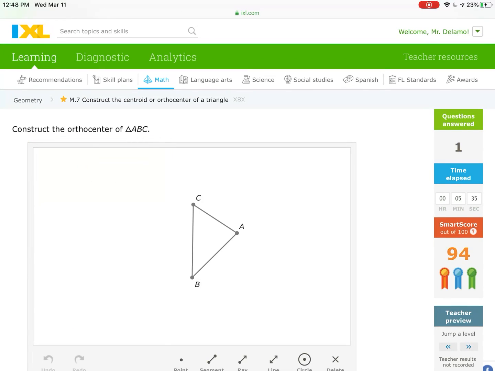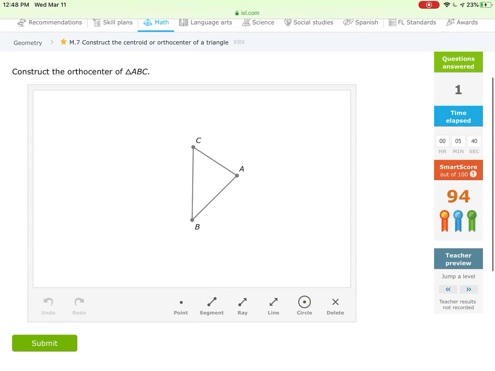Let's see what the next one is. This one is asking us to find the orthocenter. This one is a little bit more involved because the orthocenter is associated with the altitudes.